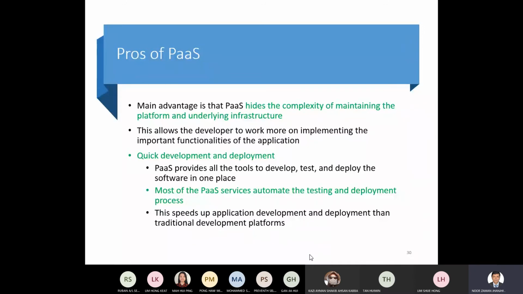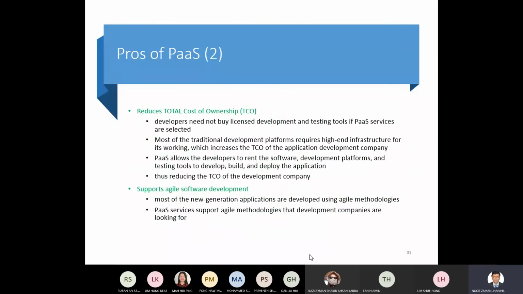And quick deployment and quick development: deployment is easy, development is easy. What does quick mean? You are not required to do anything. Everything is installed, everything is there. And most PaaS services automate testing and deployment, which we already discussed. So it's quick deployment, quick development, nothing to worry about testing, nothing to worry about the APIs, the languages, and the different tools for testing. So these are all the pros of this one.